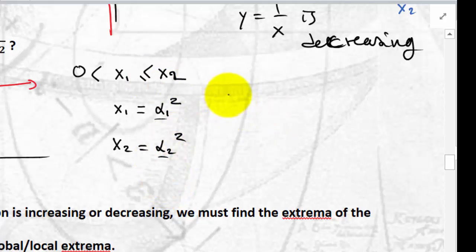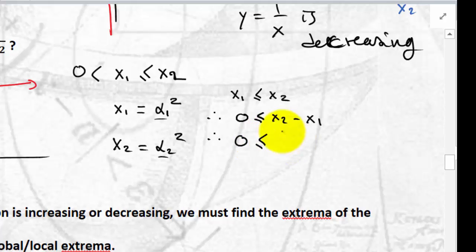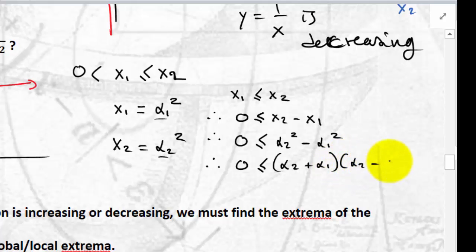Now, what does it mean that x1 is smaller than x2? That means that 0 is smaller than x2 minus x1, which means that 0 is smaller than, so x2 is alpha 2 squared, alpha 2 squared minus alpha 1 squared, right? Which means that 0 is smaller than, let's factor this, alpha 2 plus alpha 1 times alpha 2 minus alpha 1.